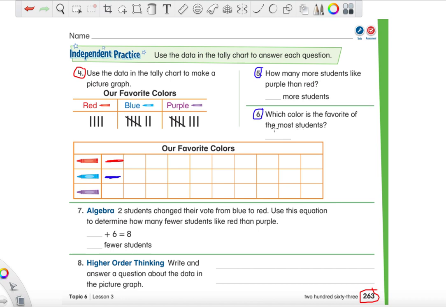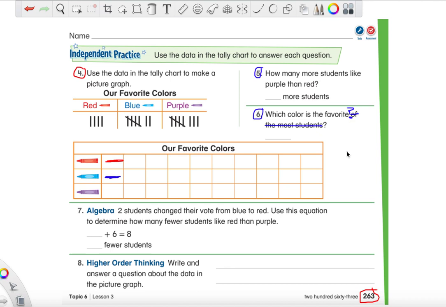So this whole last part, guys, I don't like the fact that they're making this too wordy. Let's make this question a lot easier. Which color is the favorite? Question mark right there. And we talked about the word favorite and why it's important. So you guys should be able to answer this pretty easy. Which one's the favorite? So if you finished those questions and the chart, let's go to page 264.